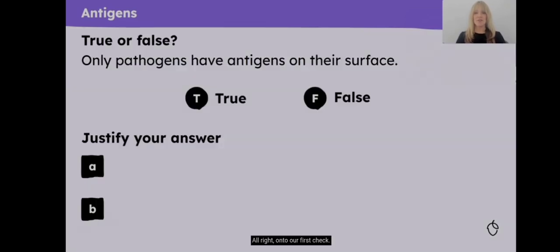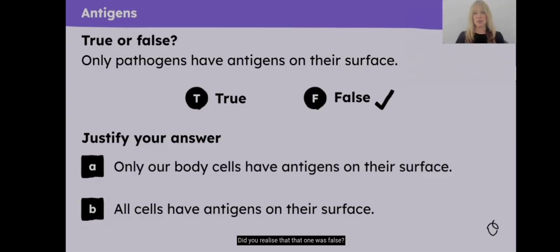All right, on to our first check. True or false? Only pathogens have antigens on their surface. Is that true or is that false? I'll give you a moment to think about it, but if you need more time, please pause the video. Okay, did you realise that that one was false? What I'd like you to do now is try to justify your answer. So again, I'll give you some time. Okay, did you realise that that was B? All cells have antigens on their surface.